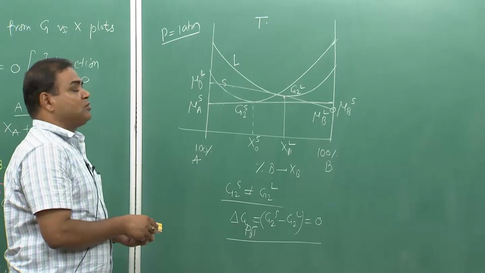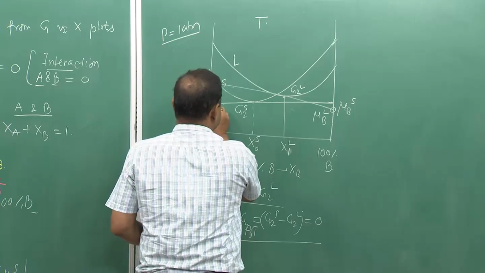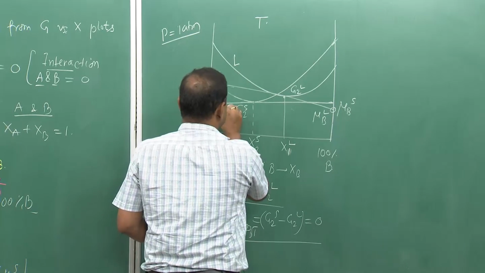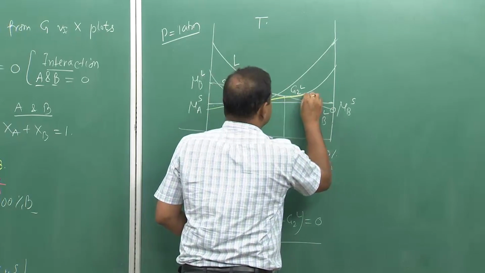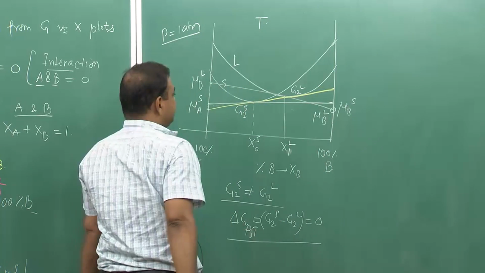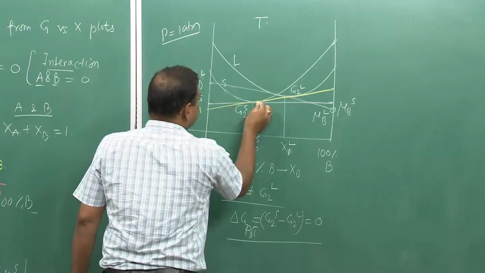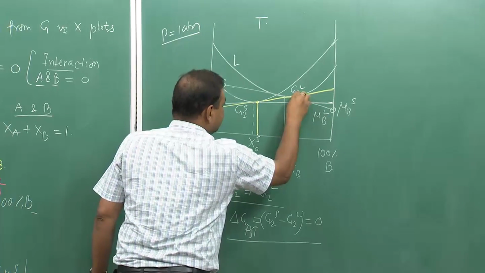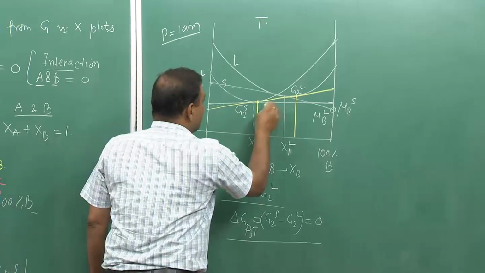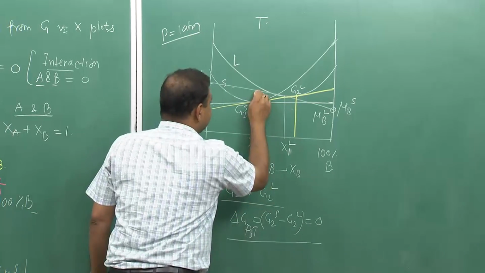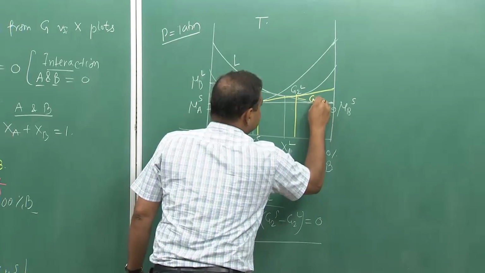This is only possible if we have a common tangent. That means if we draw a tangent over this particular graph and that tangent cuts the other graph at some point, then you can see it has cut the solid line here and the liquid line here. So, at these 2 points we can find out G2S, and here also we can find out G2 liquid.